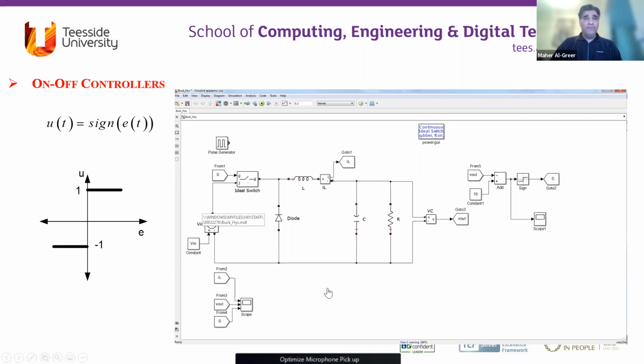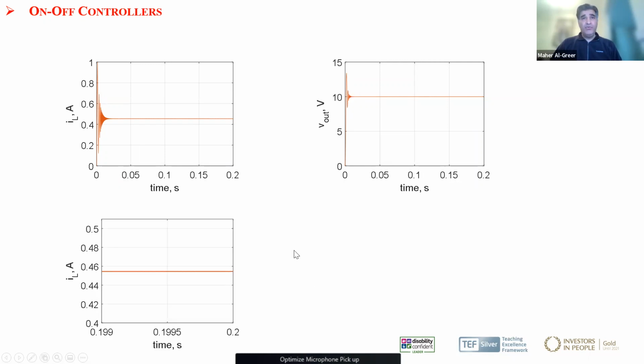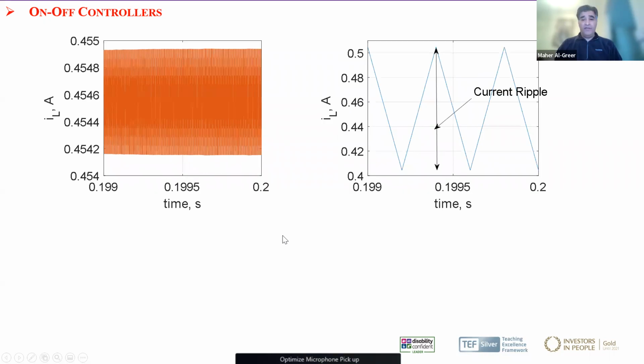Here we have implemented the circuit for the buck converter in this example using the on-off controller. The interesting part is to show the characteristics of this on-off controller. As you can see here, we have two signals, one for the output voltage and one for the inductor current, and we have some kind of oscillation. Maybe if I zoom out, I'll go to the next slide to look at the ripple value of the inductor current. You can see we have a high value of ripple in the inductor current of that converter using on-off control.